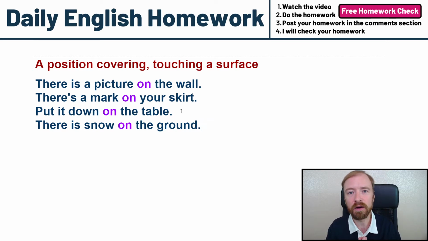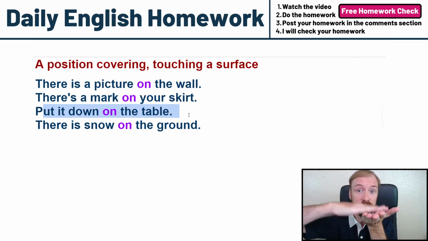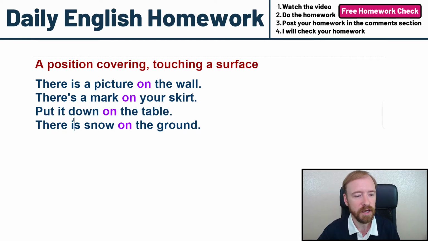There's a mark on your skirt. So any sort of clothing, something can be on your clothing. Put it down on the table. So we have the table and it's on the table. And there is snow on the ground. So this is the most common way to use on as a preposition. And I think most of you are familiar with this.